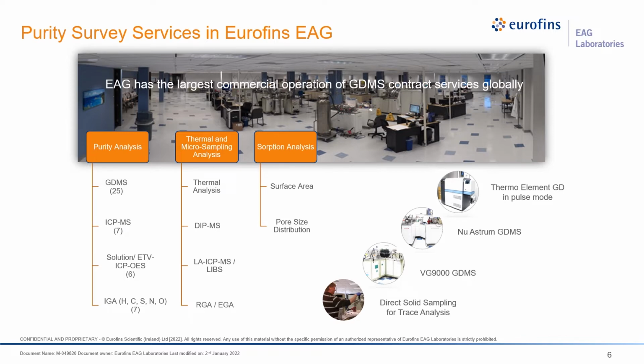Specifically, our main analytical capability is glow discharge mass spec. You can see we have multiple generations of instruments, from the early-generation VG9000 to the new Astrum, which is the replacement of the VG9000. We also have fast-flow-based element GD techniques, which operate in continuous mode as well as in pulse mode.